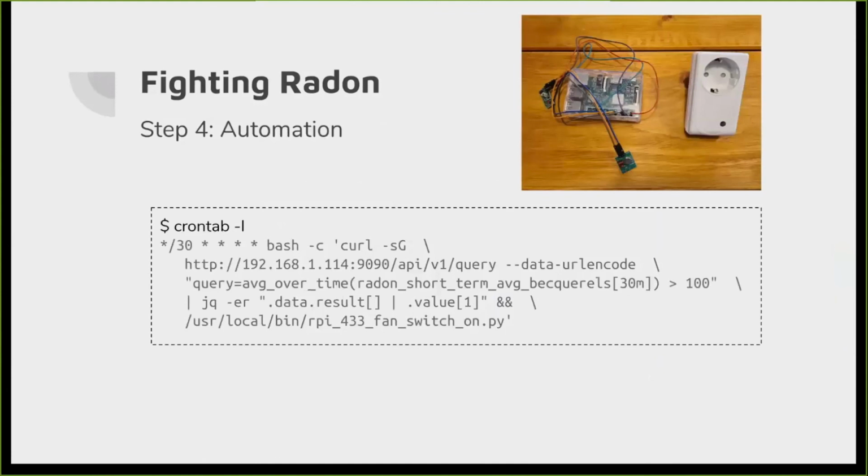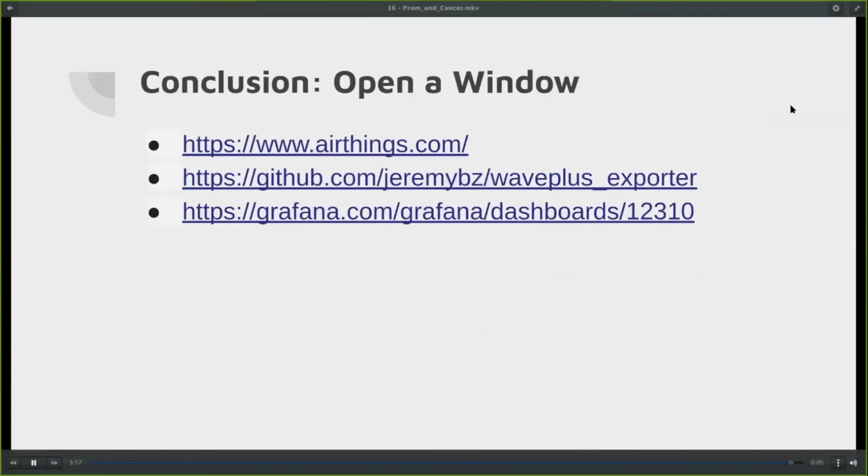Of course, there's always more to do. I wired up a Raspberry Pi to control a wireless outlet, and I set up a cron job to query Prometheus, see if the levels are too high, and based on that result, turn on my fan for an hour. In conclusion, stay safe. Take walks, open your windows, and I strongly recommend getting a radon sensor. Please feel free to use my exporter, and I'll be grateful for any improvements you can give.